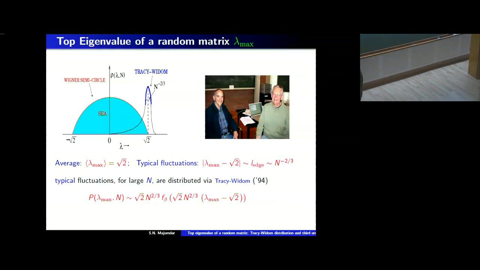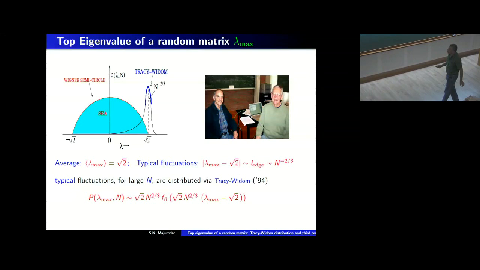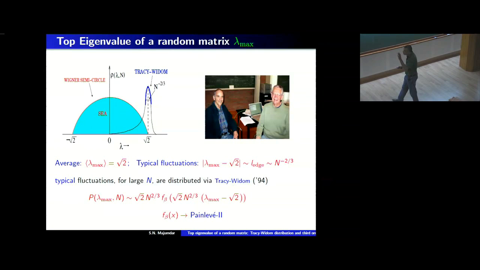So if you ask what is the full probability distribution of lambda max, this has a scaling form. This is the deviation from root 2 on a scale of n to the power minus 2/3, and there's a scaling function. This is just a normalization. And this scaling function is what was computed by Tracy-Widom, these two mathematicians from California Davis, in 1994. And it satisfies a little bit complicated Painlevé II equation. I'm not going into details.